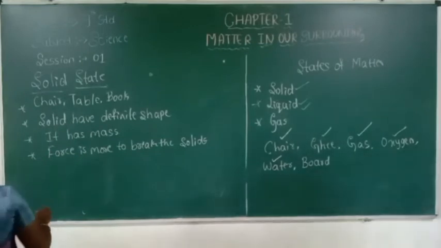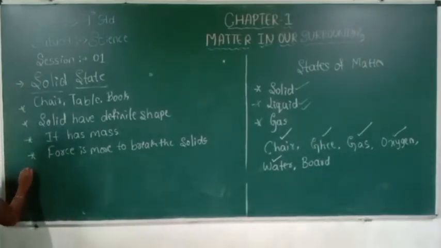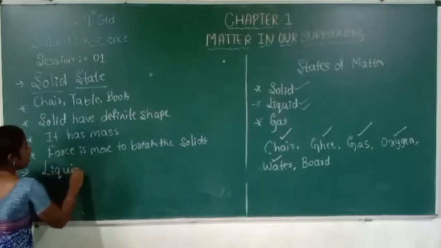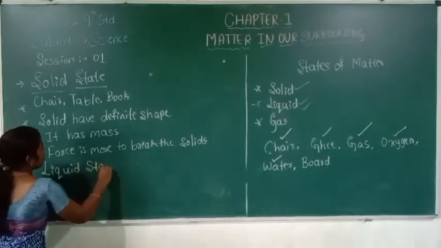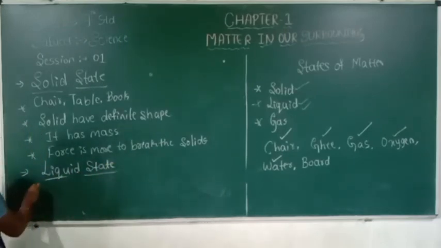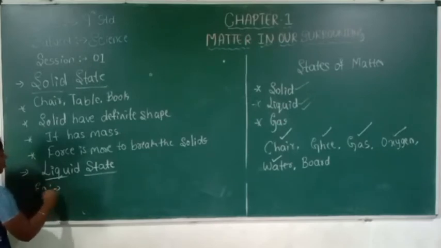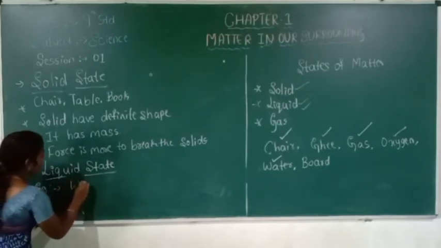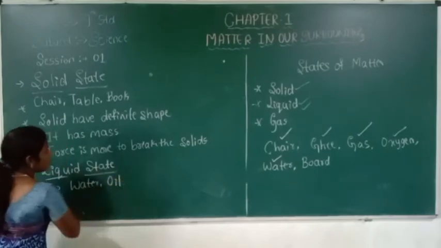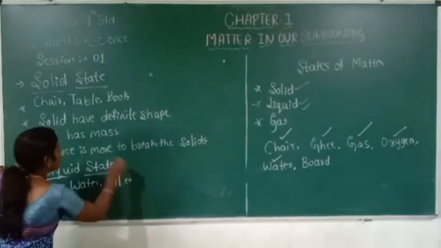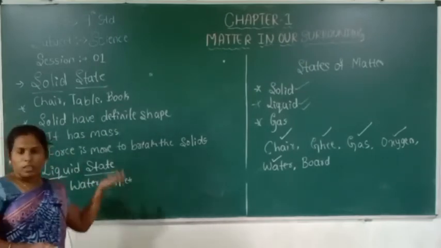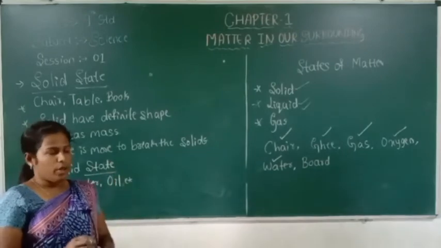And now let us move to the liquid state. Examples for liquid state are water, oil, juice, etc. So for liquid state, water, oil and juice are examples.